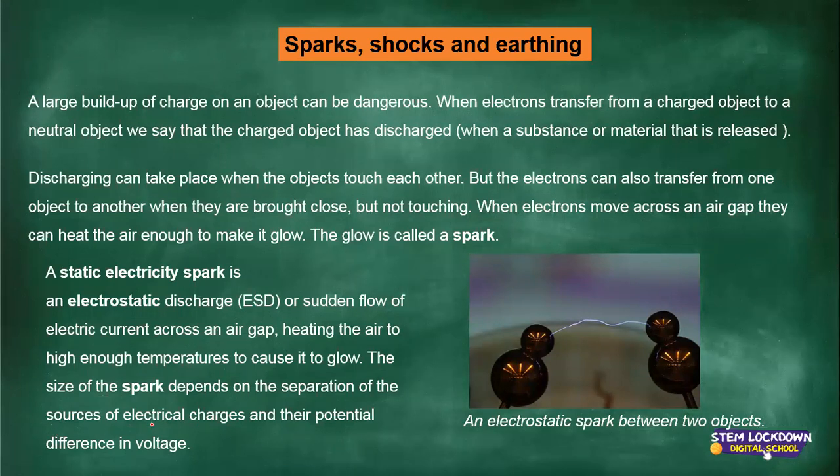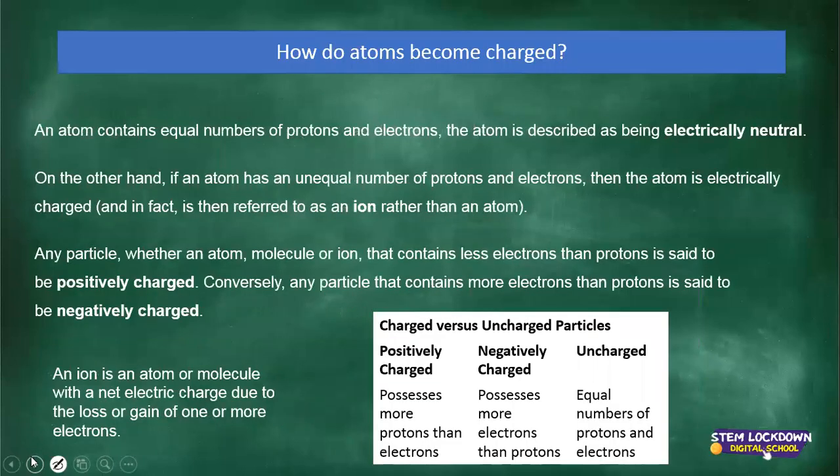Now, the size of the spark depends on the separation of the sources of the electrical charges and their potential difference in voltage. So that means that the size of the spark basically depends on how far apart the objects are separated, or how close you bring the objects together. So then the voltage will increase if you bring the objects closer together, which means that the spark, you could see it more significantly. You could see it better. It would be brighter.